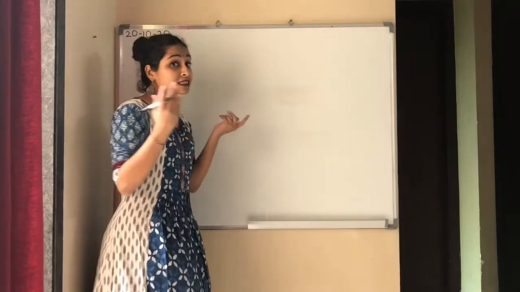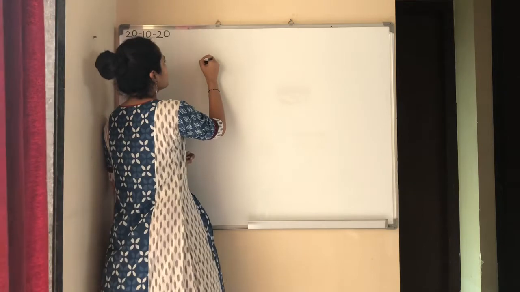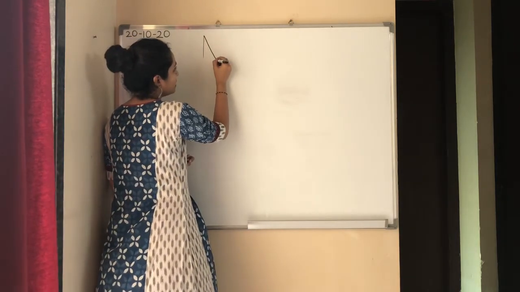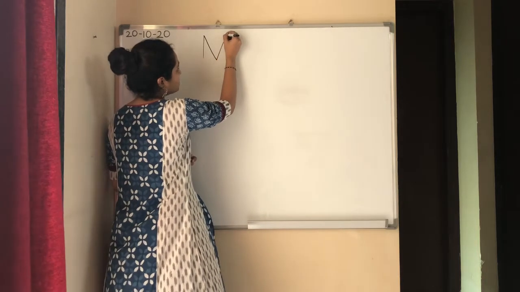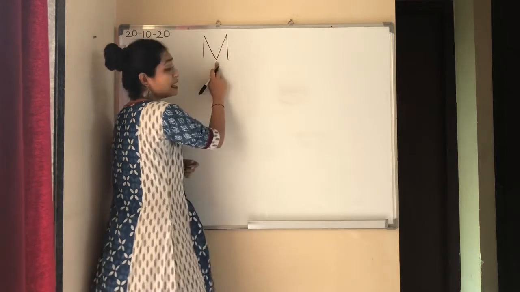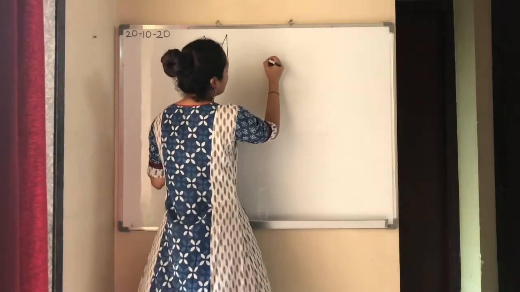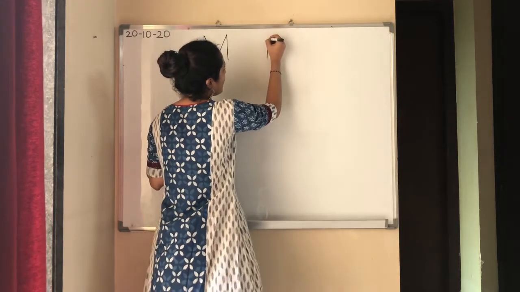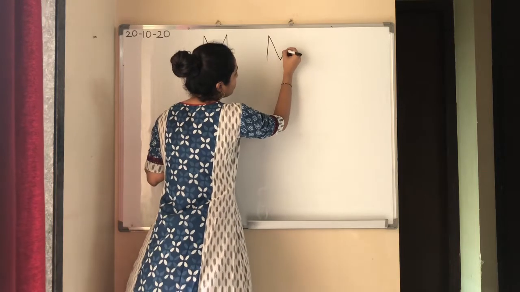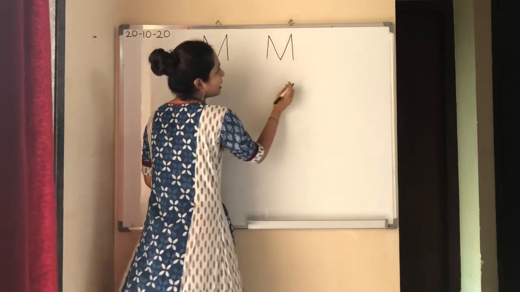Now kids, let's start writing the letter M. You will go up, standing line, come down slanting line, go up slanting line and come down standing line. This is letter M. Let's write the letter again. Go up standing line, come down slanting line, go up slanting line, come down standing line.